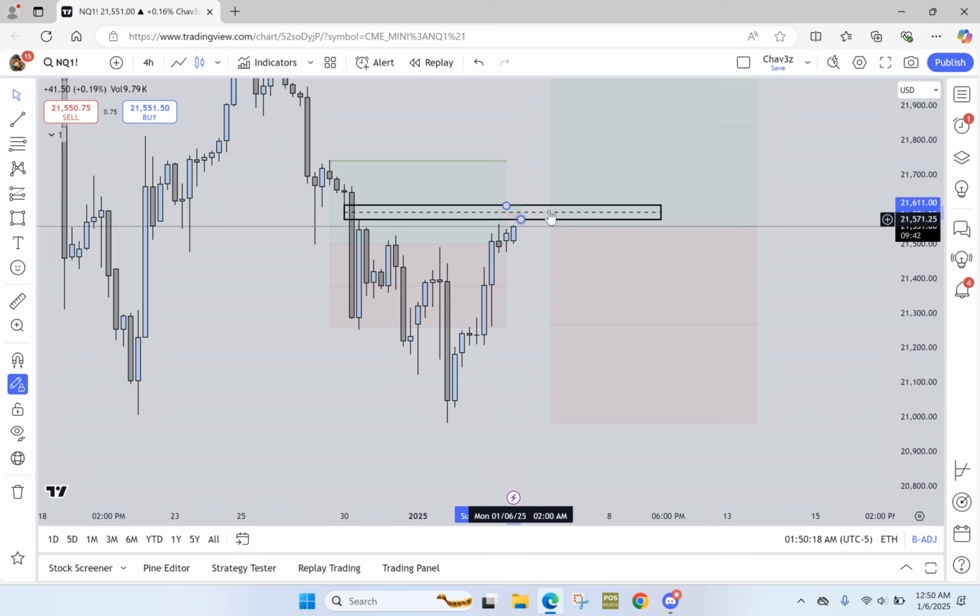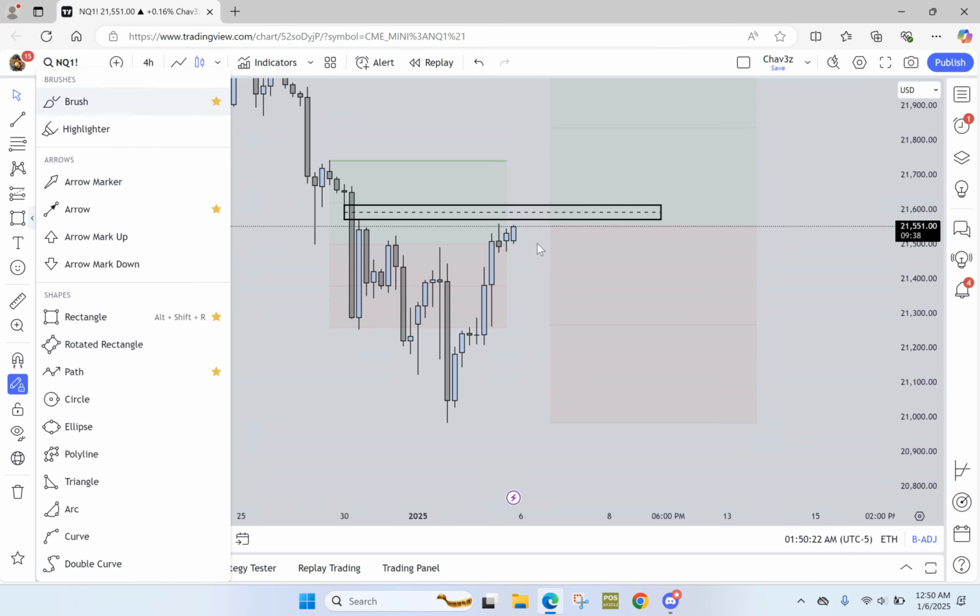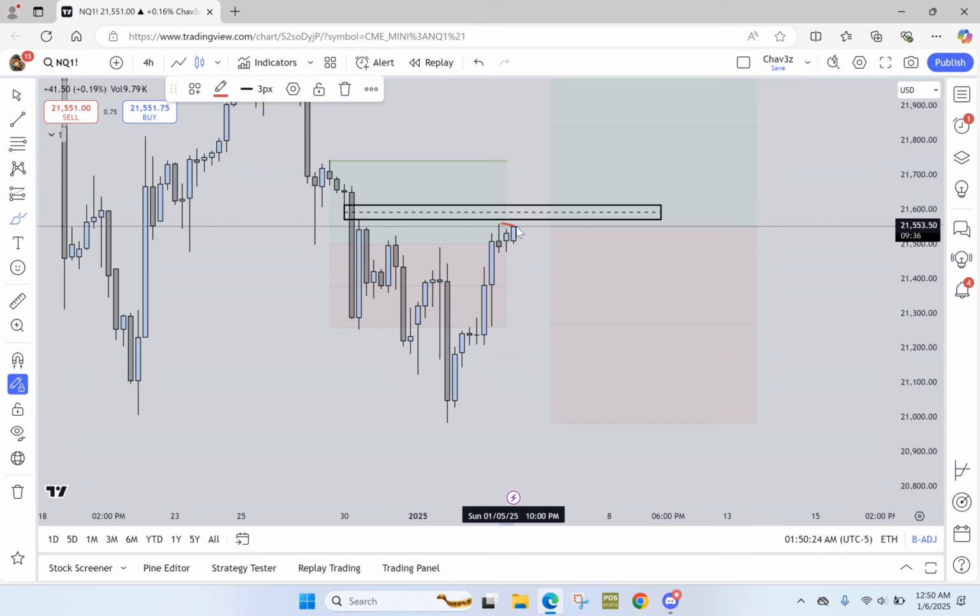21,587. I want to see us trade above that. I want to see us trade above previous day high, which is right here. I want to see us trade above it, drop below, and fail to trade back into the range of the previous day. This is our previous day. Fail to trade back into the range and do what? I want to see us attack this high. This is my draw. My draw is Monday's high.